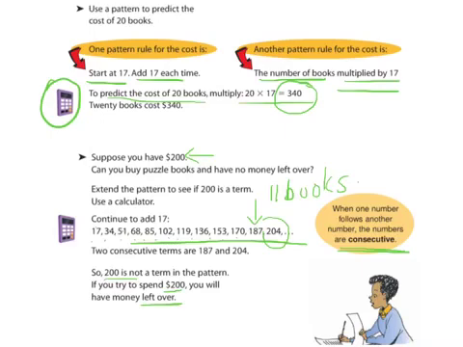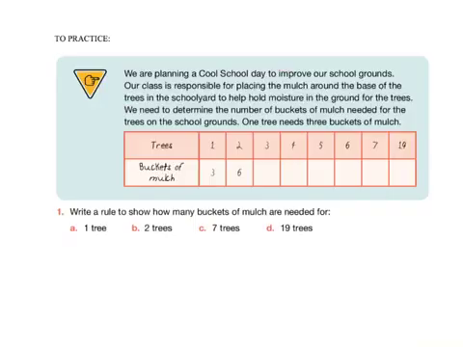Vocabulary term here, consecutive. When 2 terms are consecutive, that means they follow one another. So here we have 187 and 204 as consecutive. No 200 in between, which does mean that we have to spend $187 and get 11 books. All right, at this point you get to practice using this information. Try to write a rule and figure out how much you would need in each case. Press pause and give it a try now.